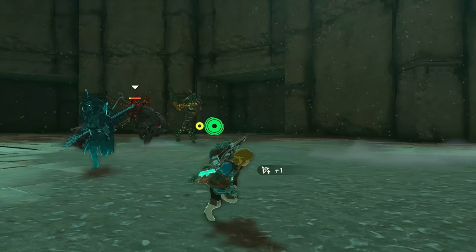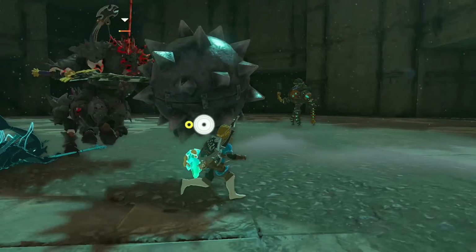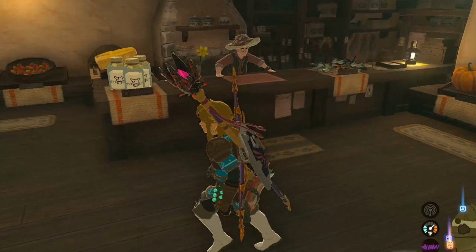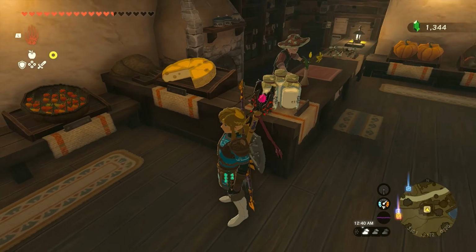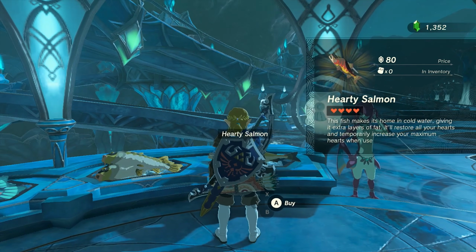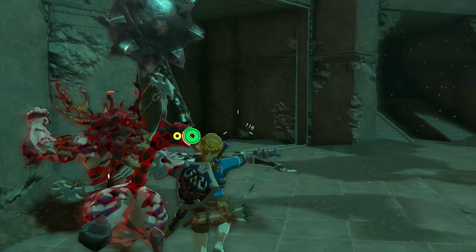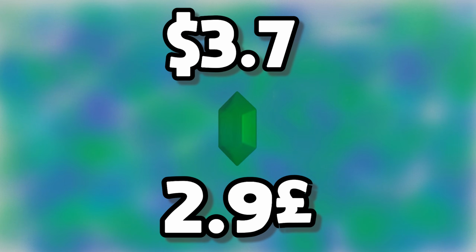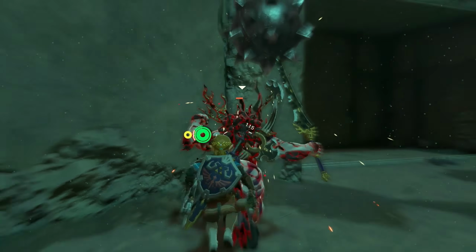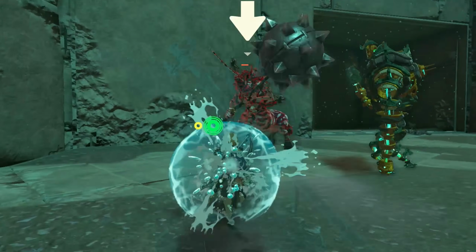Next, I had to get the in-game prices for all of these items. I got the price of the milk and cheese from the Hateno General Store, and I got the price of the salmon from Zora's Domain. Then, by dividing the real-world prices by the in-game prices, I got an average of $3.7 US, or 2.9 pounds per rupee for materials. The next part of Hyrule's economy is the housing market.